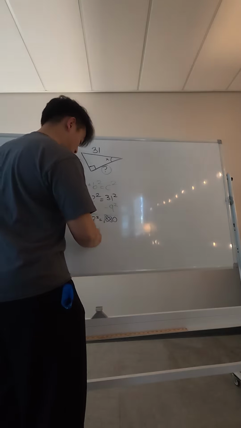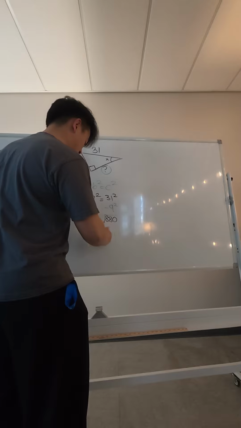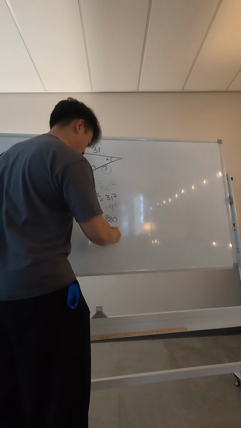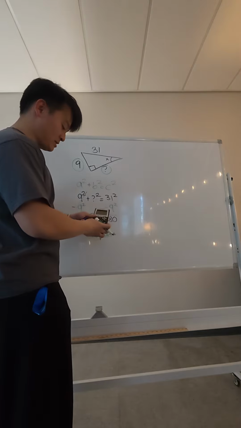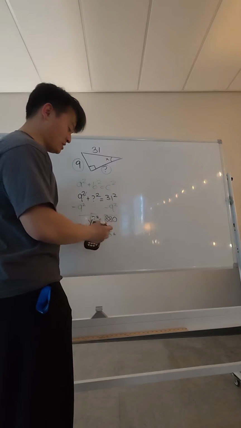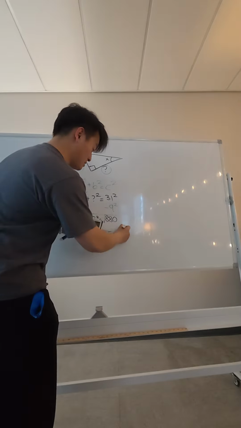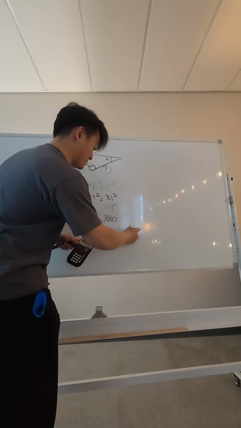And so my question mark is going to be the square root of 880, but I can luckily put that in my calculator once more. So I'm going to go to my calculator, put second square root, 880, giving me the answer of 29.66. And that's my answer.